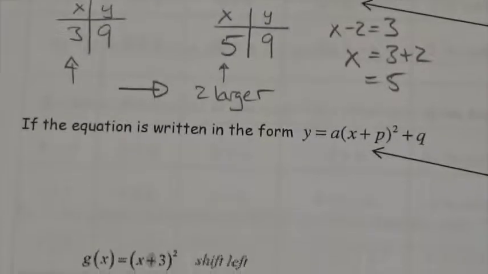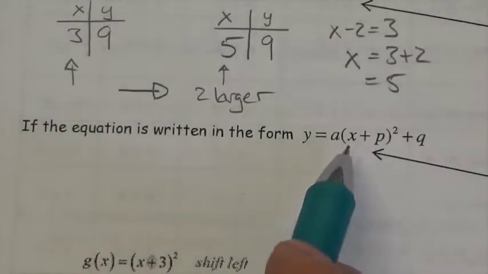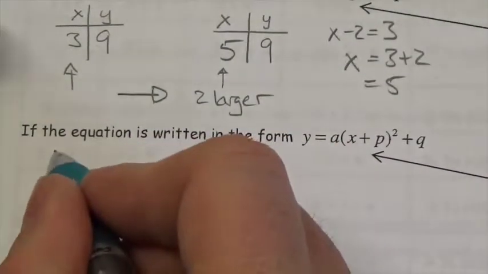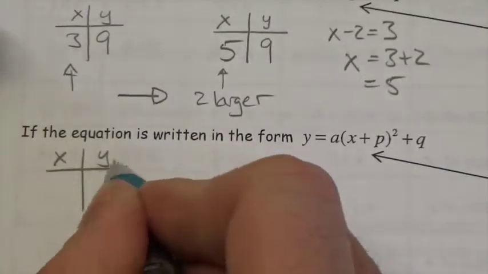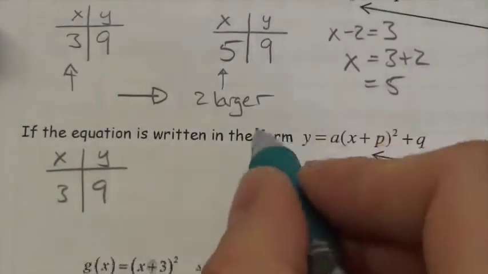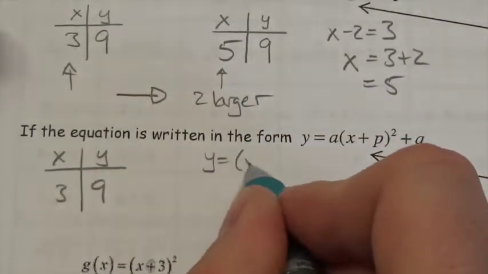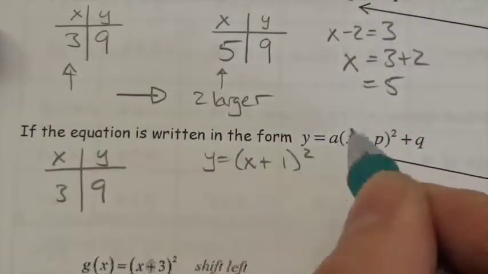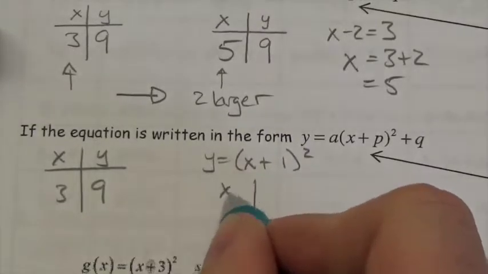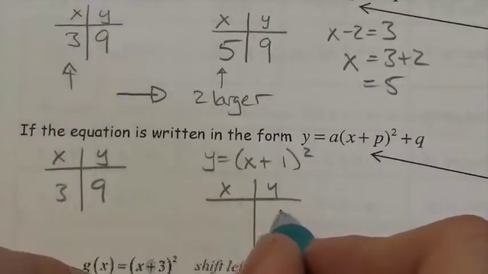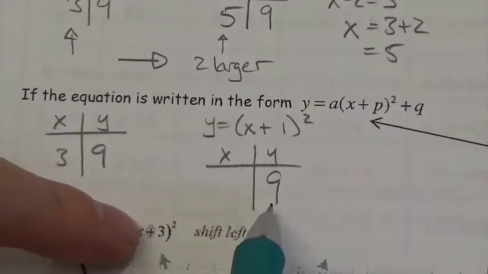Now I can get a similar sort of thing if I see x plus p in there. Let's go back to this. Let's say again we've got this x and this y here, and I put in a 3 and I get 9. Now if I change this and look at the function y is equal to x plus 1 squared, again I'm going to build my table of values here and I want to get the same result.